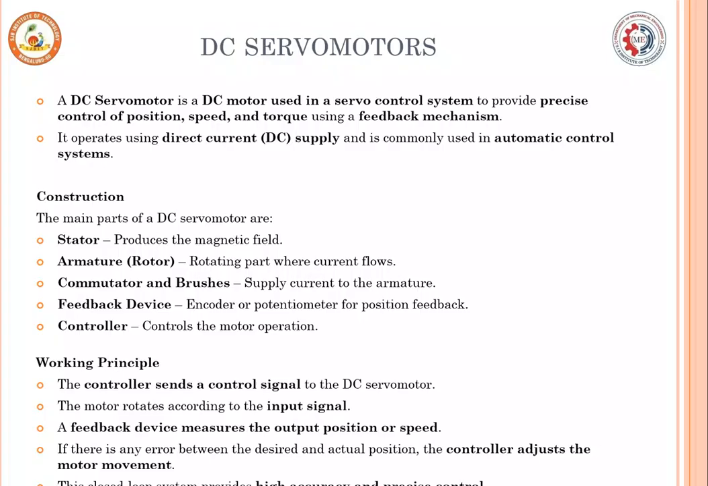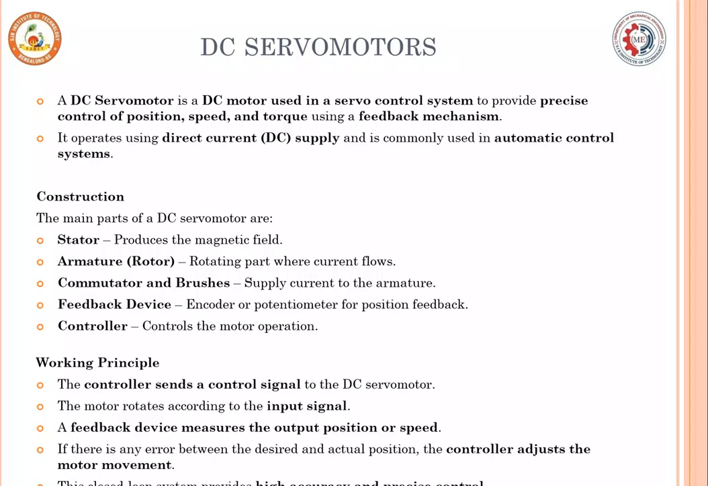Further, if we extend it to the DC servo motor, the current used is direct current. The construction of the DC servo motor has a stator, rotor, commutator and brushes, feedback device, and controller. The stator produces the magnetic field. The armature is the rotating part where the current flows. The commutator and brushes supply current to the armature. The feedback device, an encoder or potentiometer, provides position feedback. The controller controls the motor operation.